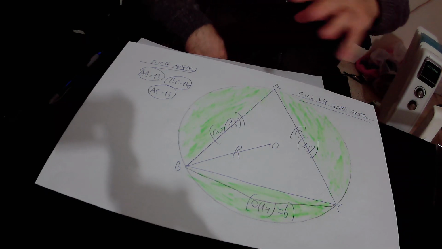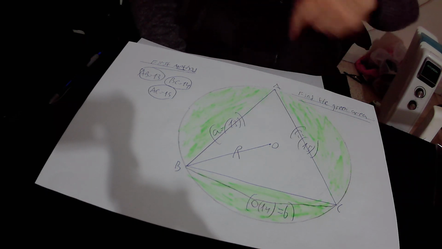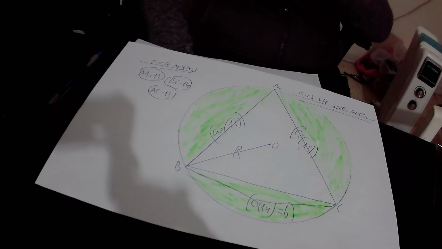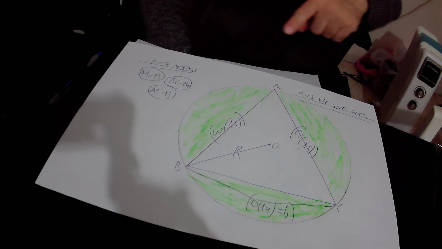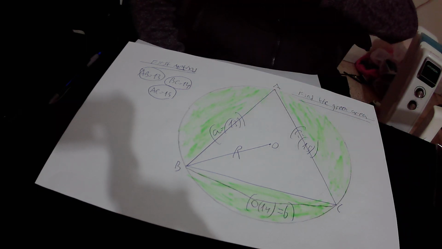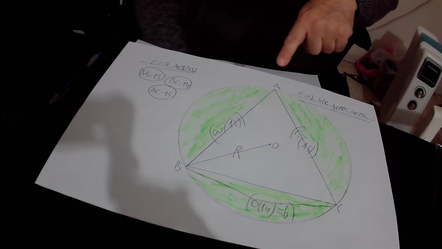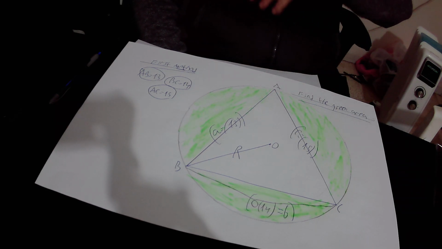In this lecture, we found out the area of this green shape. From the drawing, it is very easy to see that the area of the green shape equals the area of the circle minus the area of triangle ABC. In the drawing, we have a circle. Inside this circle, we have triangle ABC that is blocked by the circle.